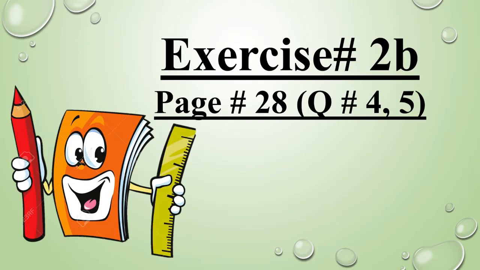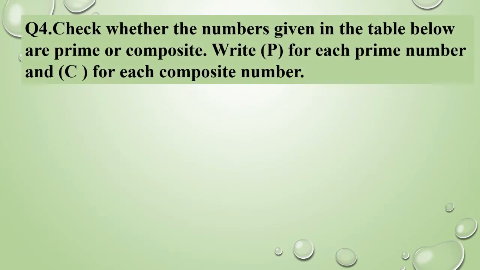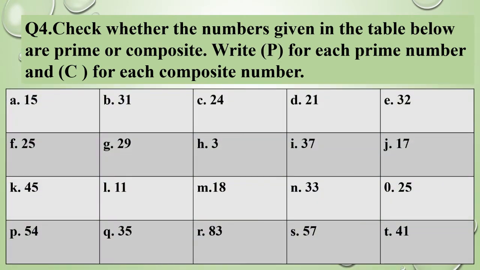Now let's solve exercise number 2B. It is on page number 28, question number 4 and 5. First we will solve question number 4. Question number 4 is: check whether the numbers given in the table below are prime or composite. Write P for each prime number and C for each composite number. So these are the parts of this question.